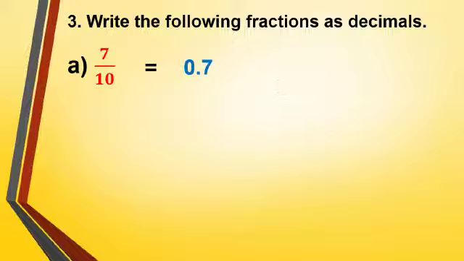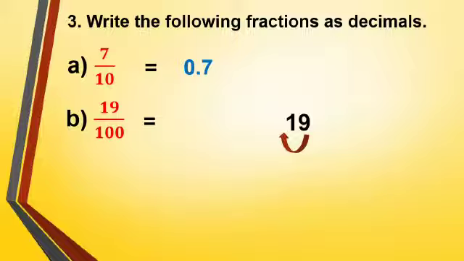The B part is 19 by 100. To write it into the decimal form, write down 19. There are two zeros in 100, so counting two digits from right hand side and moving towards left, put a decimal and then a 0. So the decimal form of 19 by 100 is equal to 0.19.